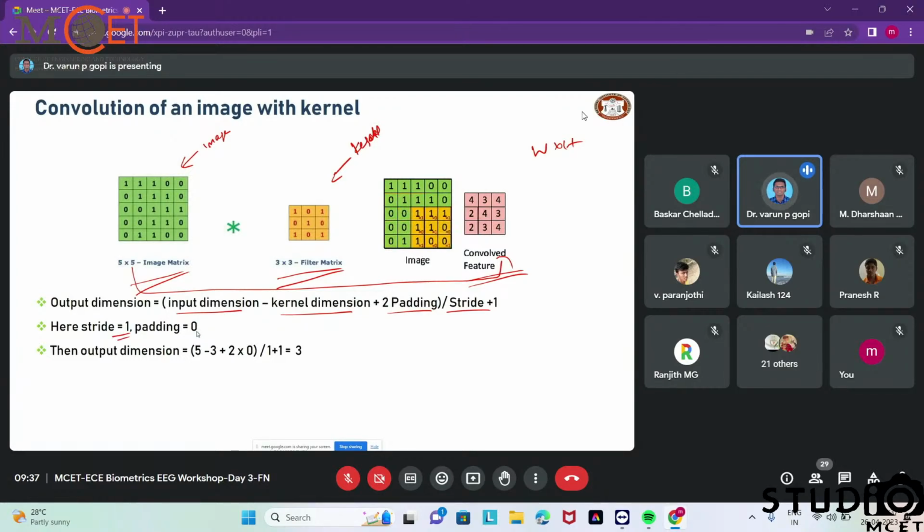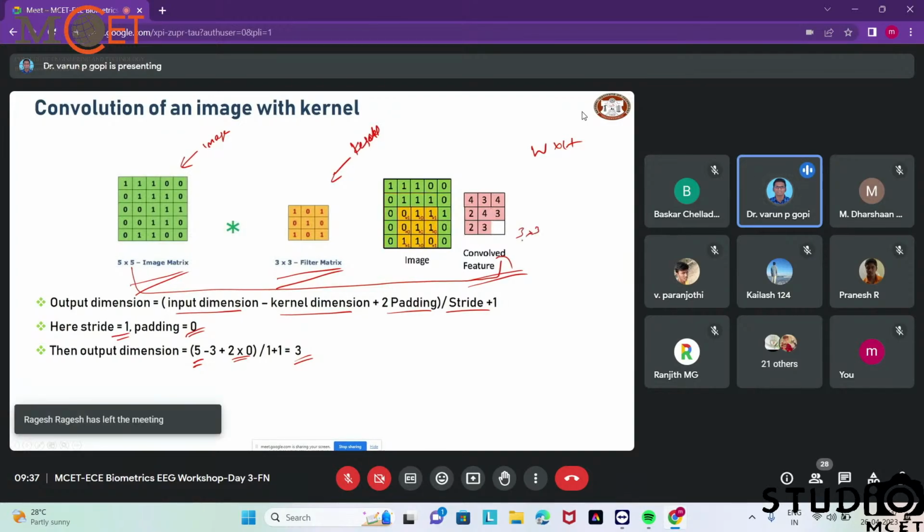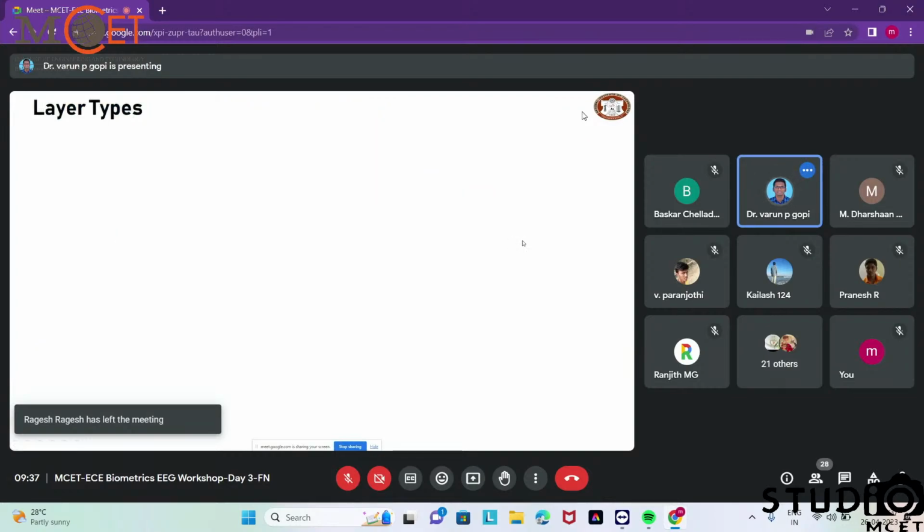Padding means if you want to have the same size of the image, you have to use 0 padding. So here we are not using any padding, so padding becomes 0. Then the output dimension becomes: input size is 5 minus 3 plus 2 into 0, padding into 0, divided by 1, plus 1. That is 5 minus 3 is 2, 2 by 1 is 2, 2 plus 1 is 3. So here you can see that the output size is 3 by 3. Okay, so this is how we do the convolution.